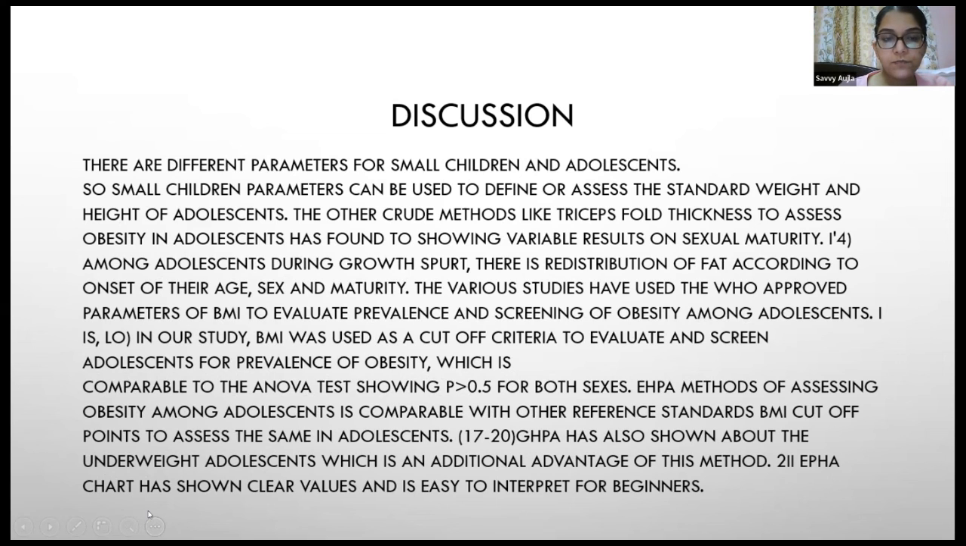Among adolescents, during the growth spurt, there is redistribution of fat according to onset of age, sex, and maturity. Various studies have shown that the WHO-approved parameter of BMI is used to evaluate prevalence and screening of obesity among adolescents. In our study, BMI was also used as a cutoff criterion to evaluate and screen adolescents for prevalence of obesity, which is comparable to the ANOVA test showing a p-value of more than 0.5 for both the sexes. Methods of assessing obesity among adolescents are comparable with other reference standards to the BMI cutoff.